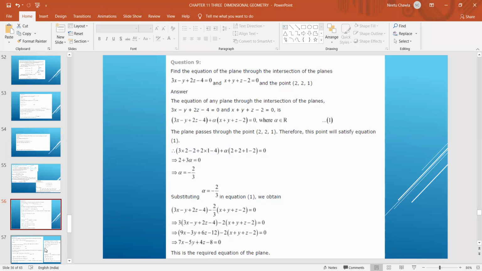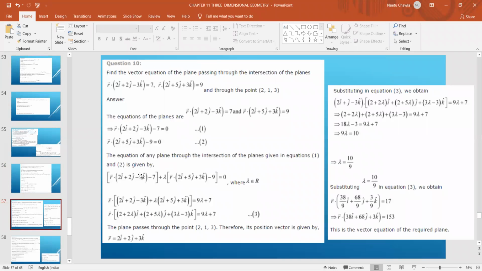Let us see one more question of the same concept. Question number 10. Find the vector equation of the plane passing through the intersection of the planes. Now these planes are given in the vector form and through the point 2, 1 and 3. So what will we be doing? These are the two equations of the plane, considering as 1 and 2 and putting in the final plus lambda times, this is your first plane, this is your second plane.